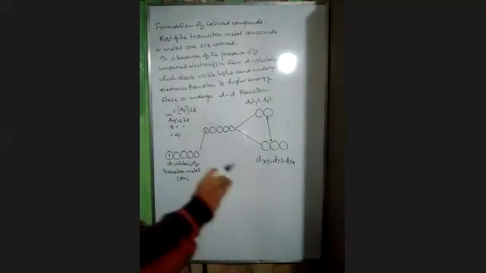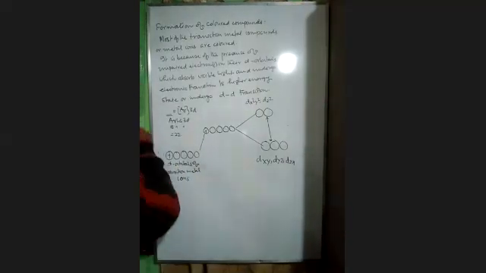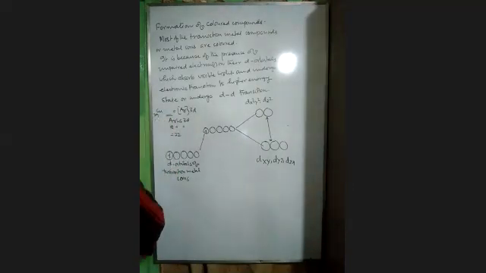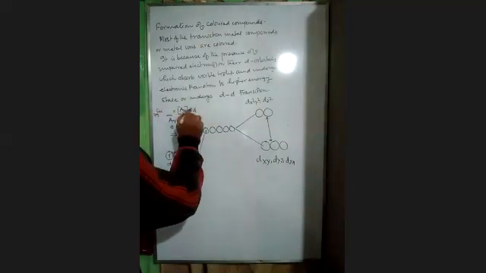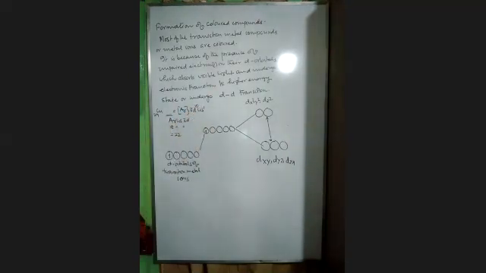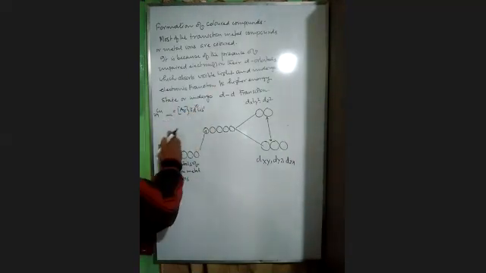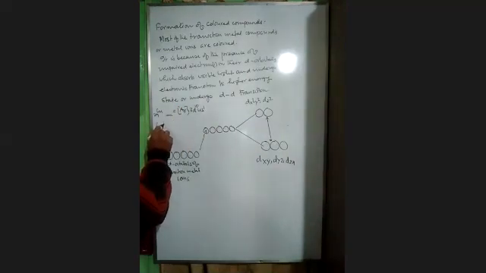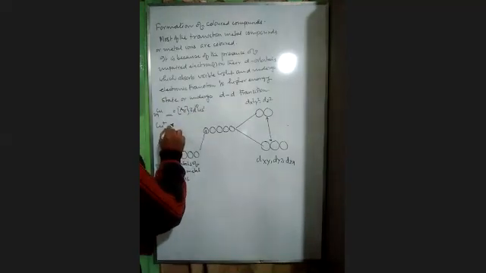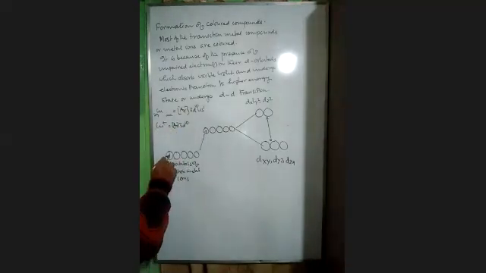I told you that copper 1 compounds are colorless. See here, what is copper? Copper is 29. We know copper is 3d10 4s1. Now if I write here copper plus, so what will happen now? Copper plus means this will go. So it is Ar, then 3d10.